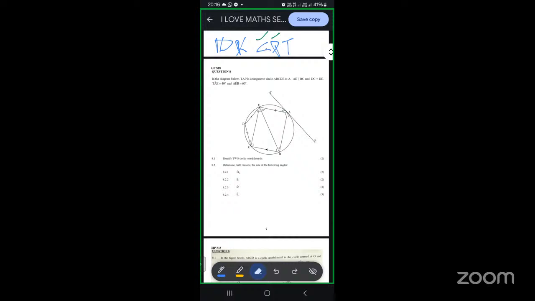So 8.1 is saying identify two cyclic quadrilaterals, of which, oh, we already did. So we said the first cyclic quad is this one, BCDE. And then the second one we said is this one. Therefore, we can just write it, it's A, B, C, E. Then you're done.